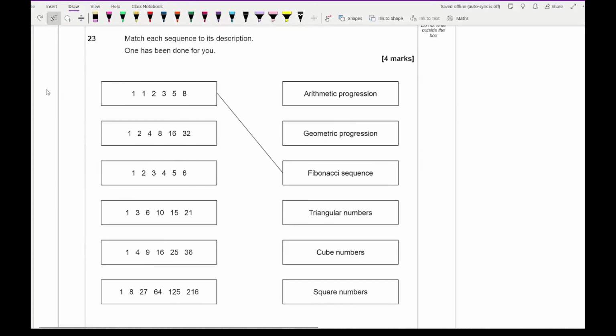Then moving on to question 23, it says match up each of the sequences to its description. Now, if you've done this correctly, you should have something that looks like this. And in terms of where the marks are allocated, I would say you'll lose a mark for every single one you did incorrectly.